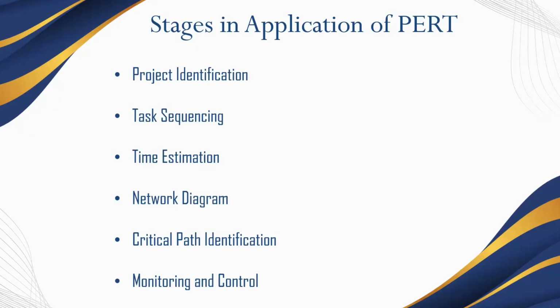Critical path identification. The critical path is the longest path in the network, which determines the shortest overall project completion time. It includes all the tasks that directly impact the project completion date. Any delay in these tasks will delay the entire project.